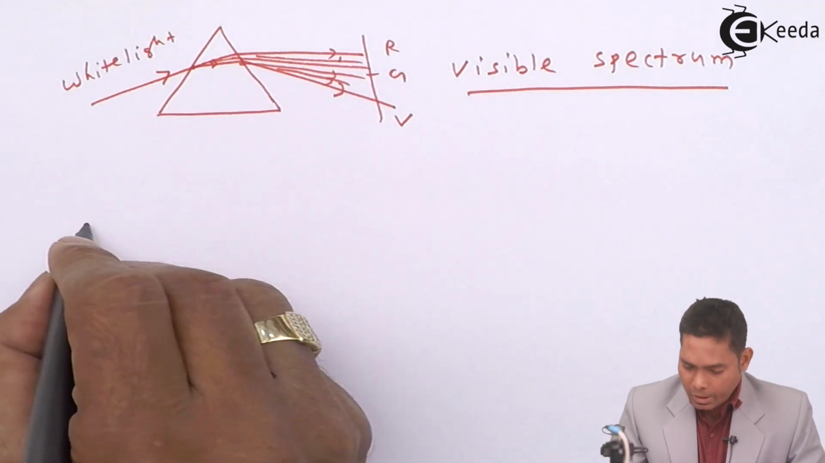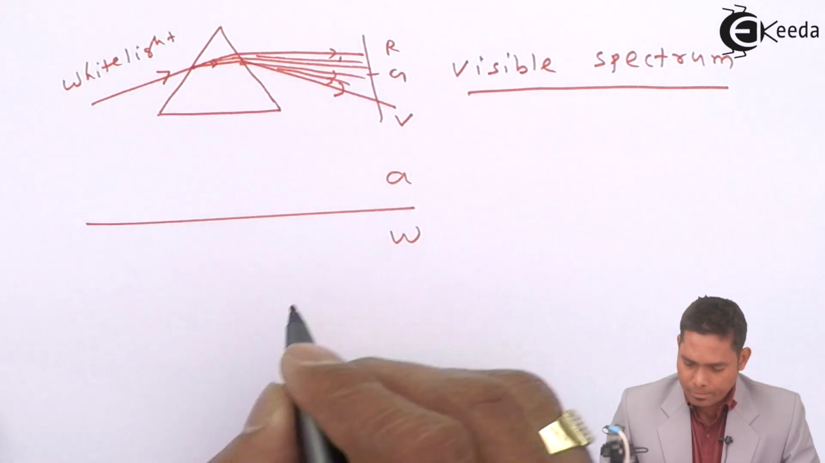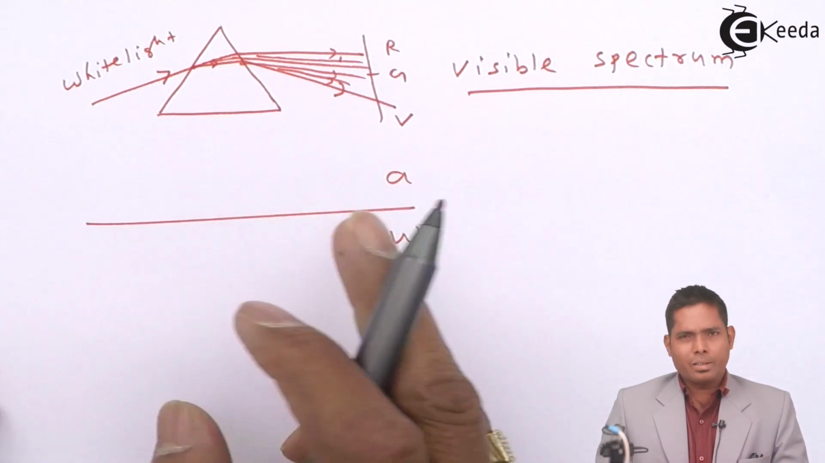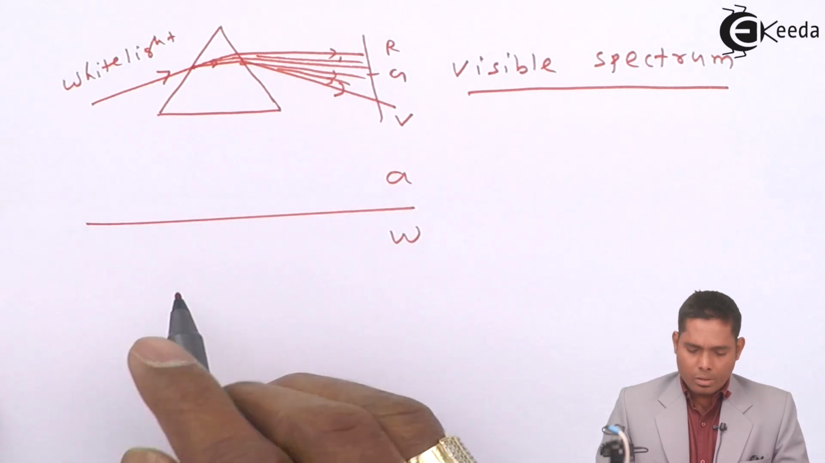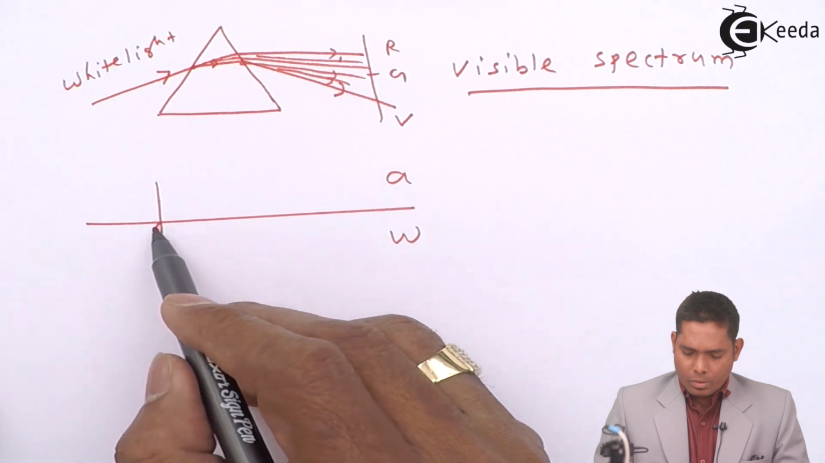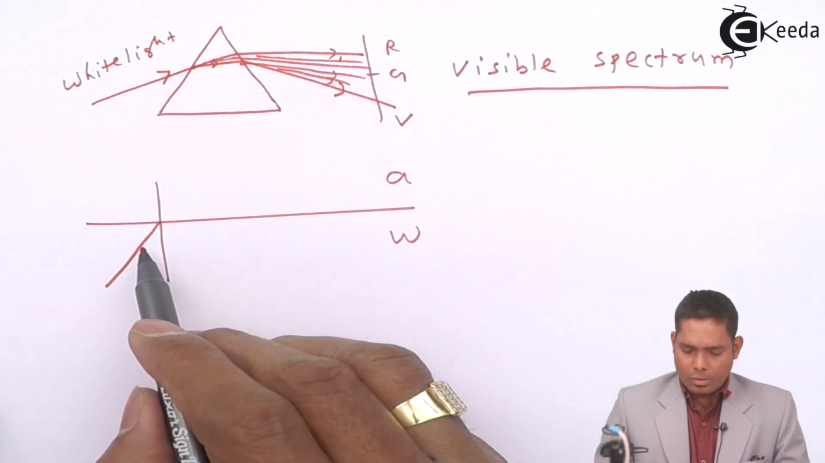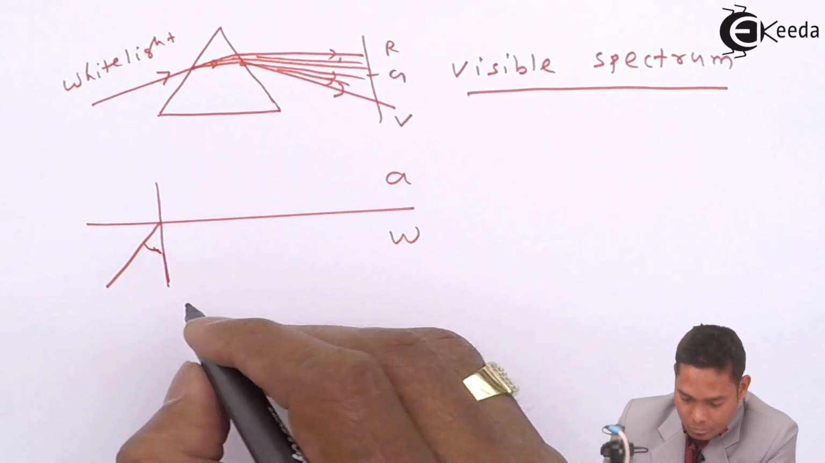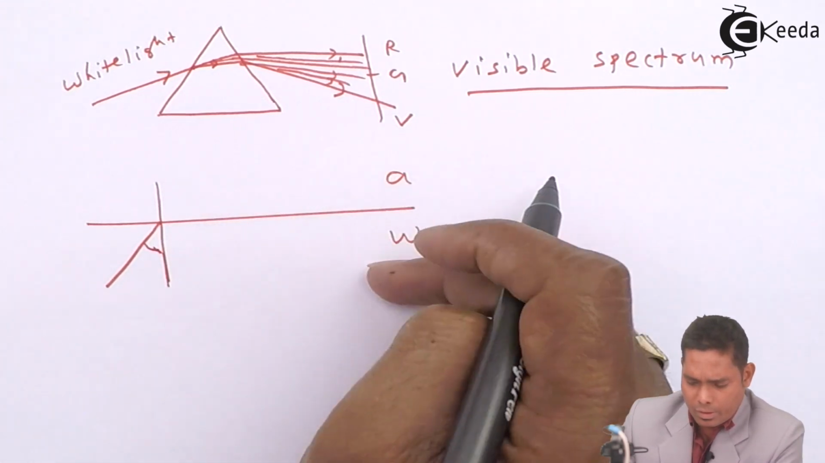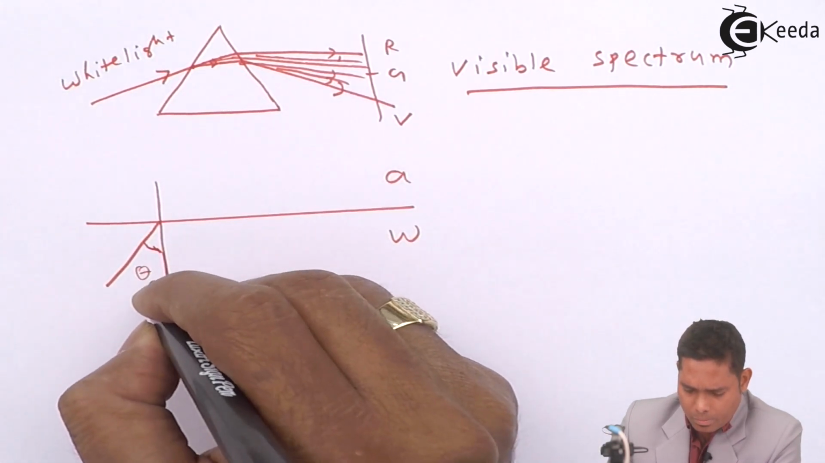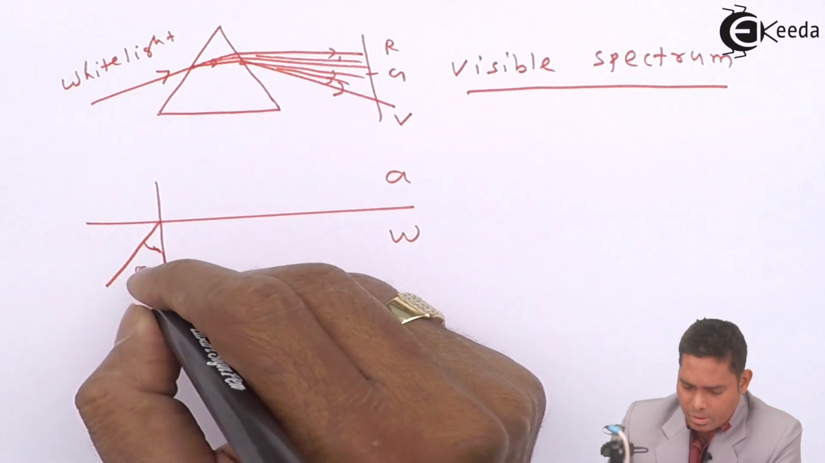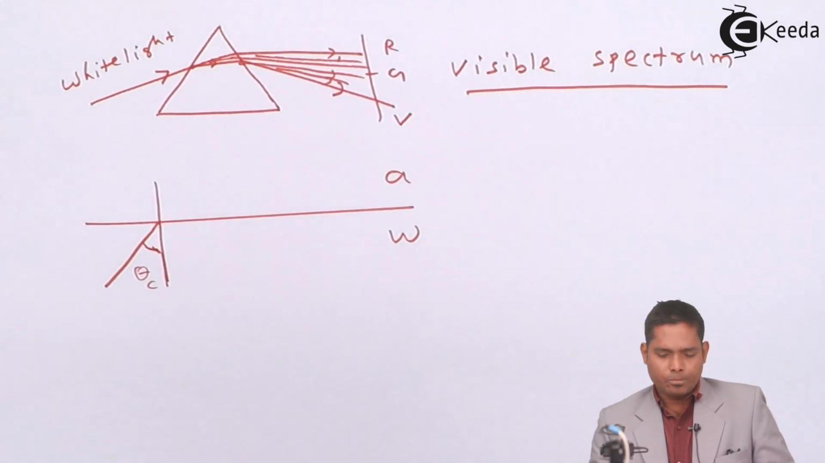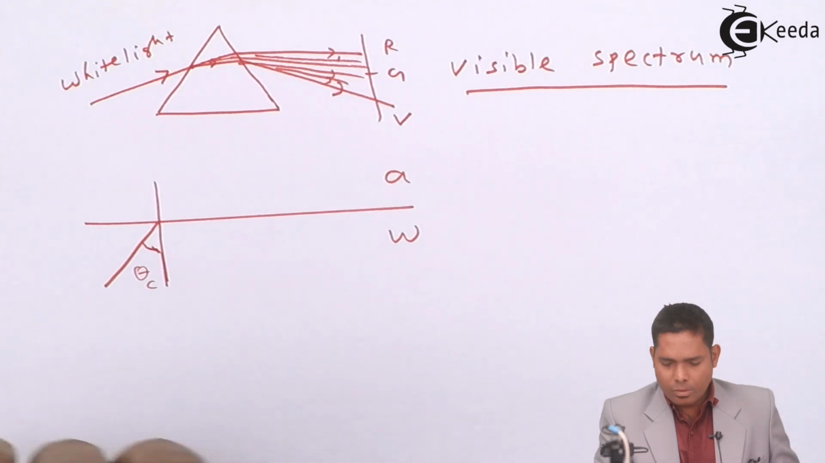Now in the case of water and air, light travels from water to air, and only then will it undergo total internal reflection or critical angle is possible. So for this given media, whatever is the critical angle for water and air, suppose this is theta c, this critical angle also varies with the wavelength. That is the important thing you have to understand, that critical angle varies with the wavelength.